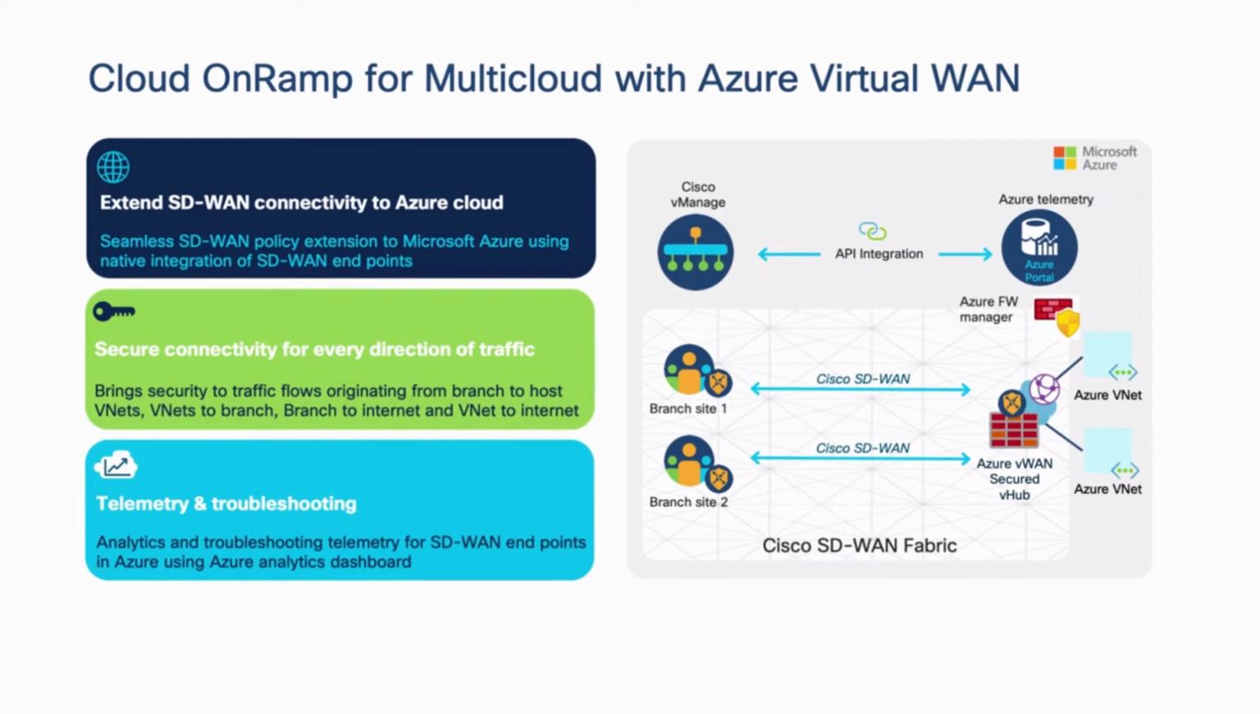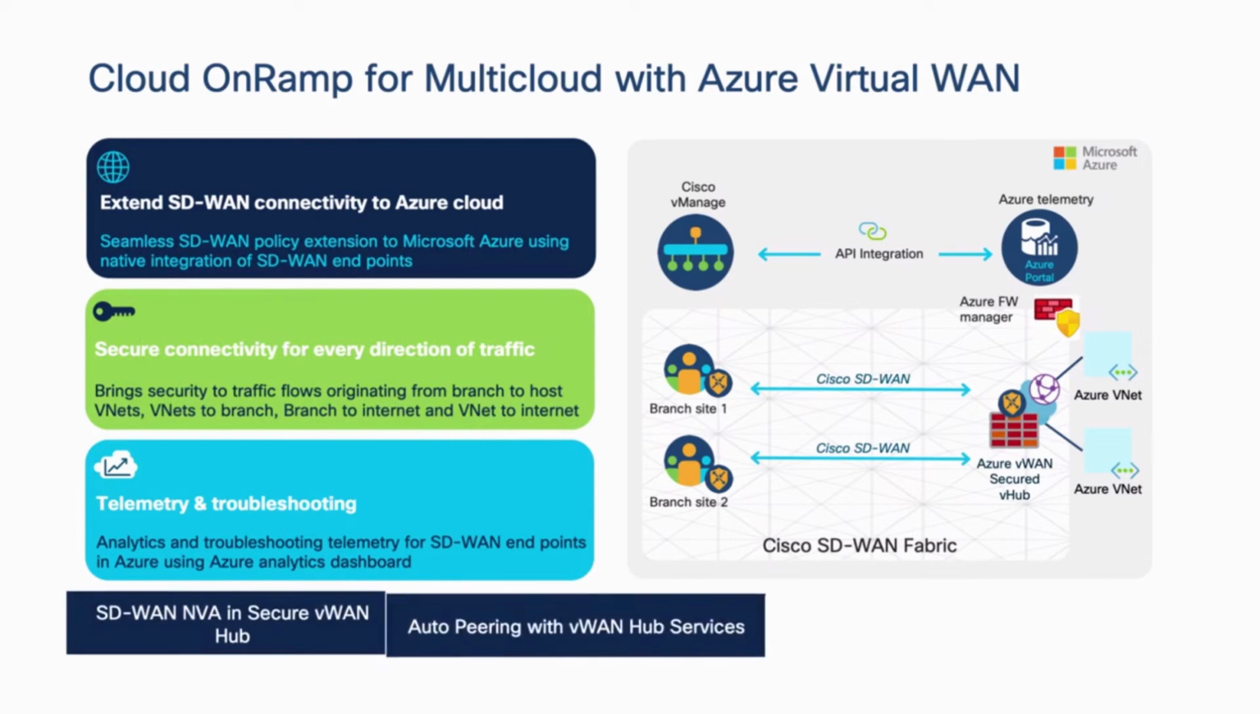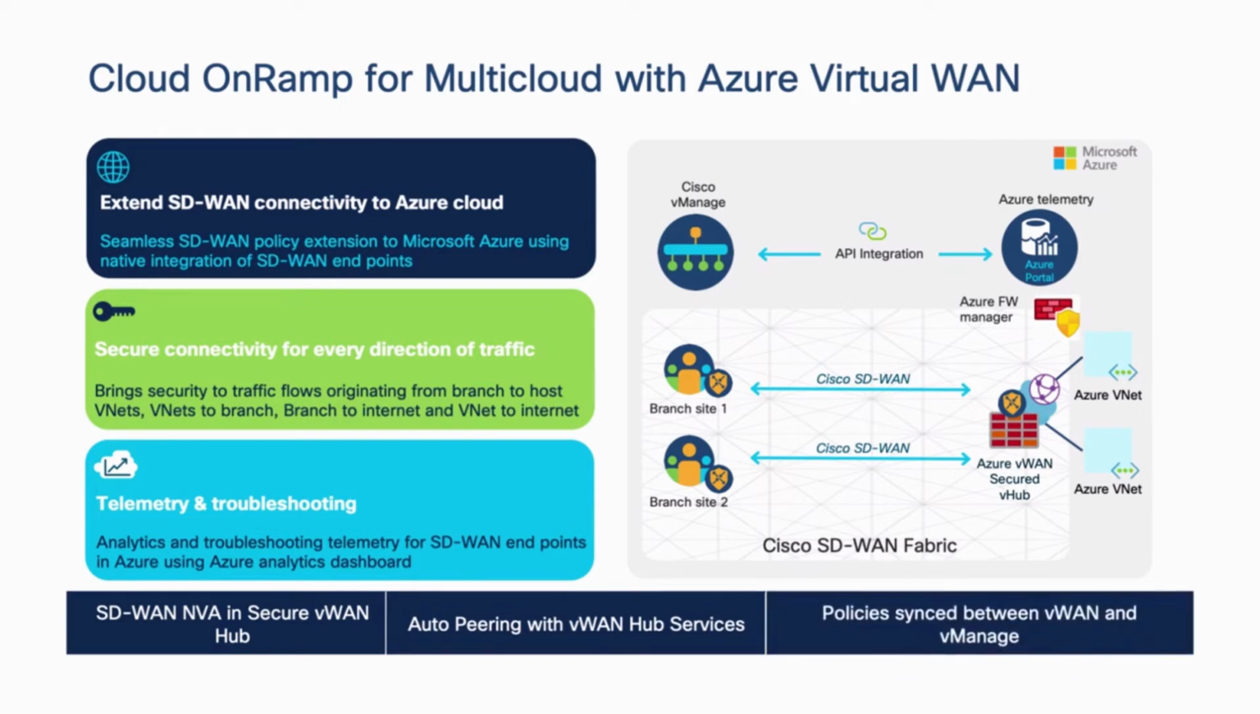Cisco SD-WAN Cloud OnRamp for Multicloud extends SD-WAN connectivity from branch sites to Azure Virtual WAN with SD-WAN network virtual appliances inside a Virtual WAN integrated virtual hub. You can automate it through vManage or using a managed app from Azure Marketplace. Cisco SD-WAN is one of the first enterprise SD-WAN partners to support this modern cloud connectivity architecture.